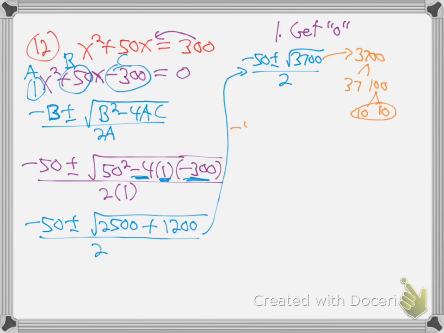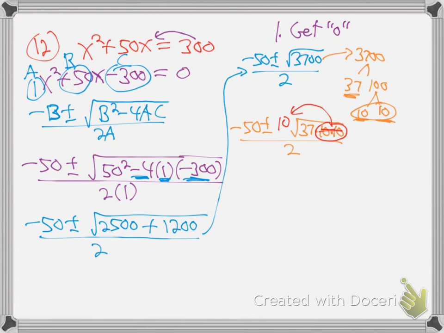So we've got minus 50 plus or minus the square root of 37 times 10 times 10, all over 2, right? That was the breakdown of the 3700. 37 times 10 times 10. Okay, now you know the deal. Two 10s in, one 10 out, they're gone.